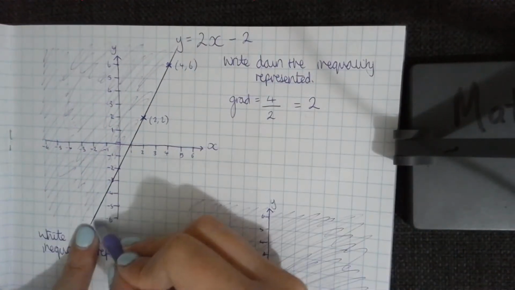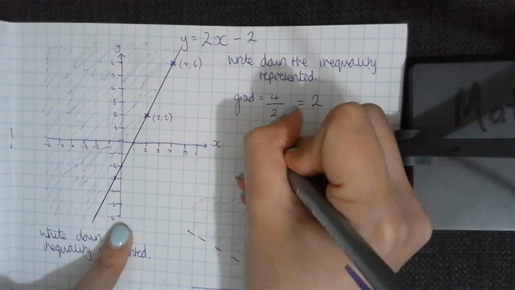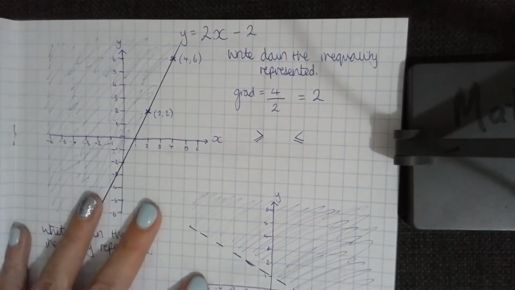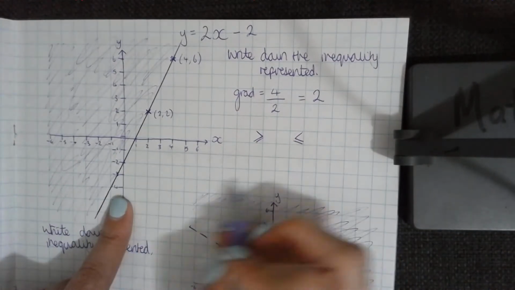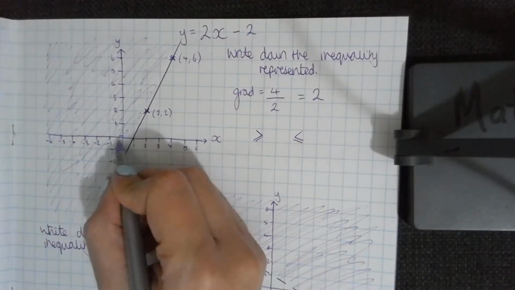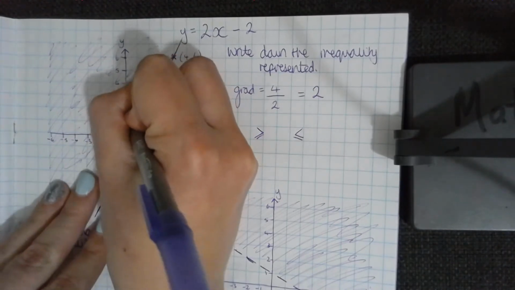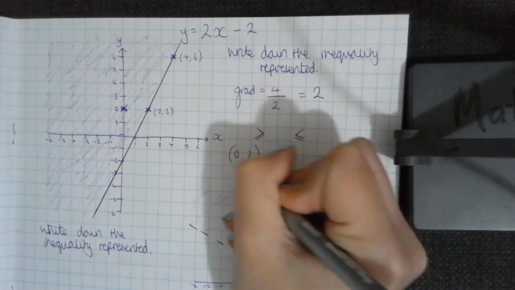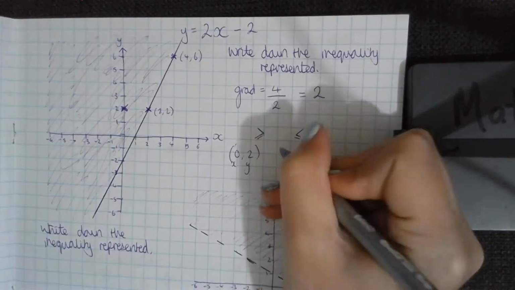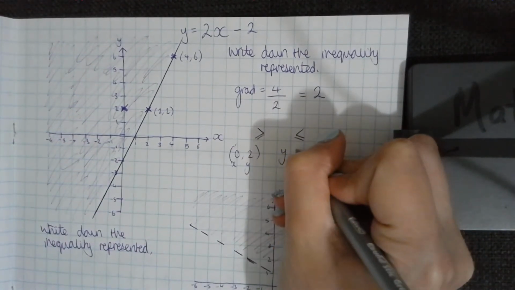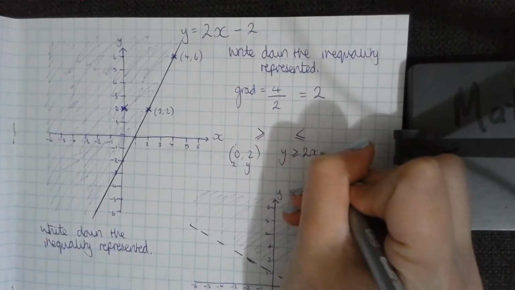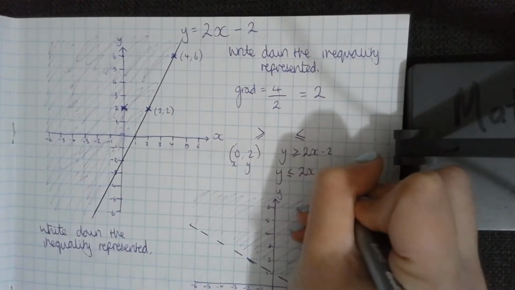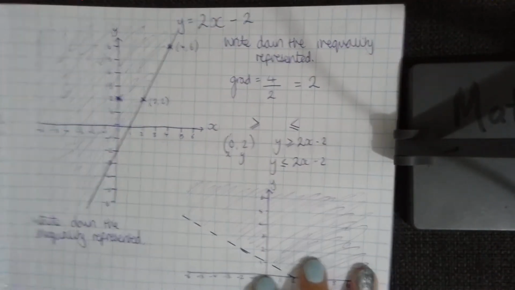We're either going to have, because this line is solid, the greater than or equal to, or less than or equal to. Okay, so let's pick a coordinate in the region. Let's try 0, 2. So the coordinate 0, 2, that's the x, that's the y. We either have y is greater than or equal to 2x minus 2, or y is less than or equal to 2x minus 2. So let's substitute those in.